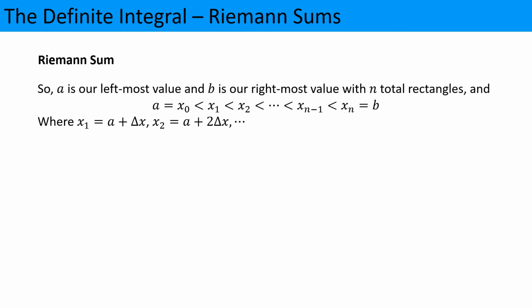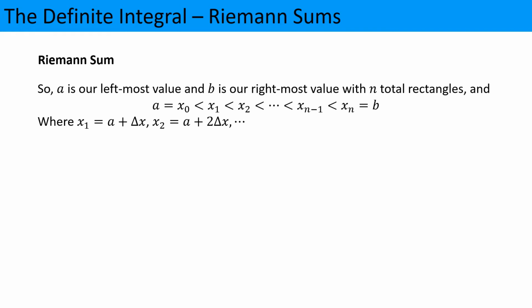So a is our leftmost value and b is our rightmost value with n total rectangles, and a equals the first x sub 0 value, which is less than x sub 1, which is less than x sub 2, all the way to less than x sub n minus 1, less than x sub n, and x sub n is equal to the rightmost value. And let's note that x sub 1 is equal to the initial value plus delta x. x sub 2 is equal to the initial value plus 2 times delta x, and so on.